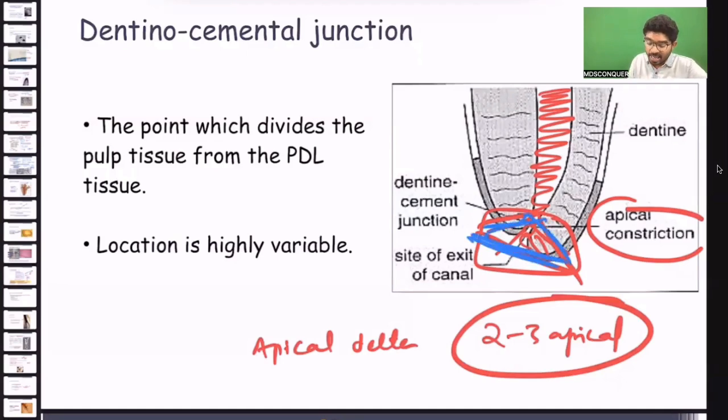Its location is highly variable. It varies from tooth to tooth. That is the main thing. And this is the point at which your pulpal tissue will be converted to periapical tissue. Until this point, you will have the pulpal tissue. After this point, you will have periapical tissue.